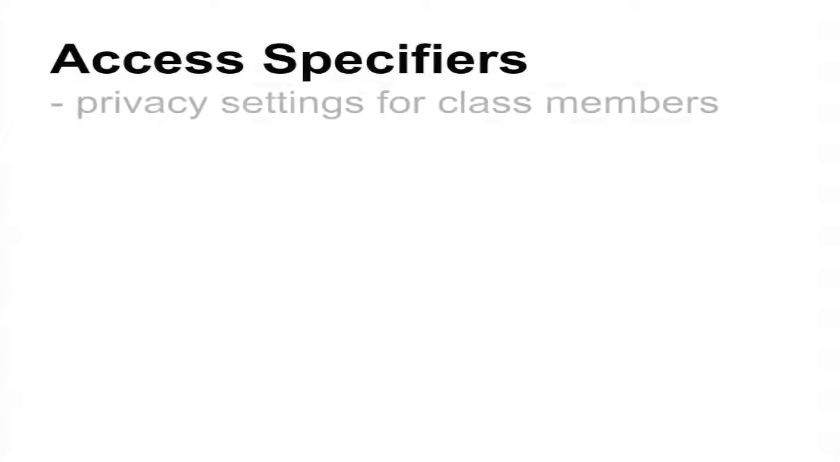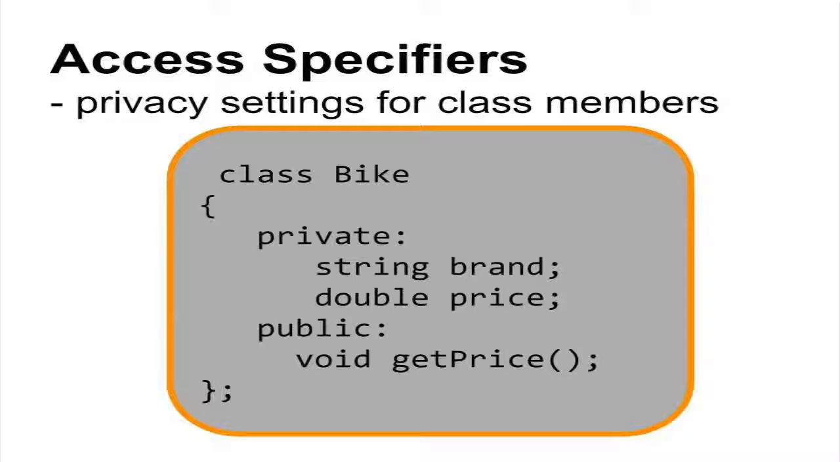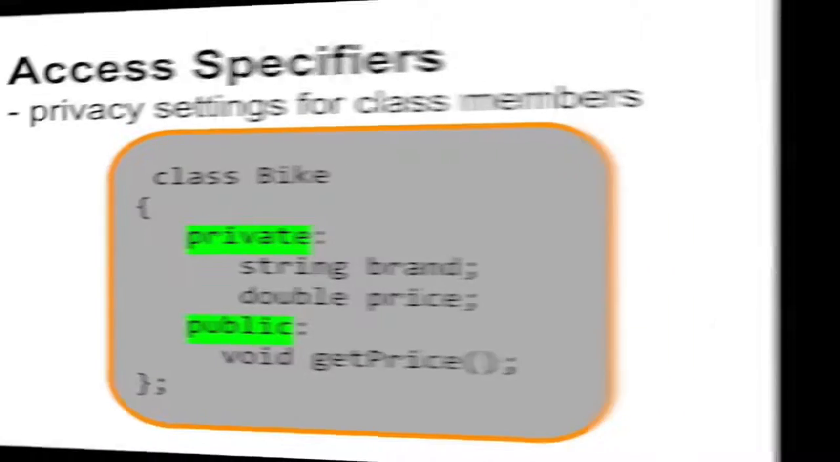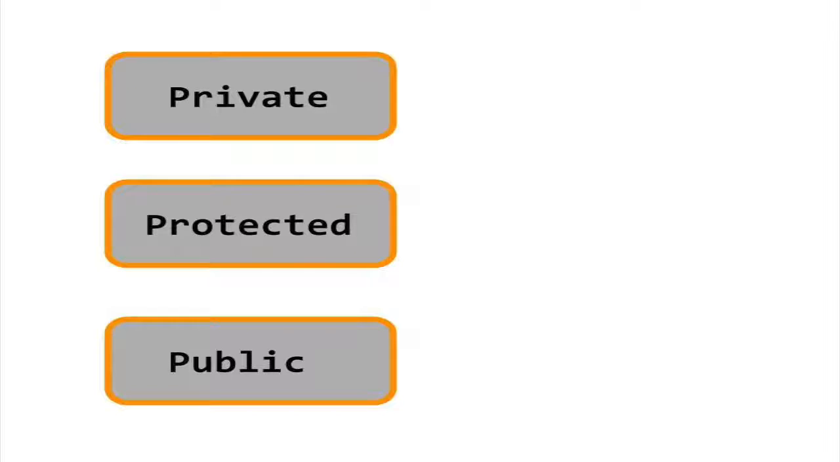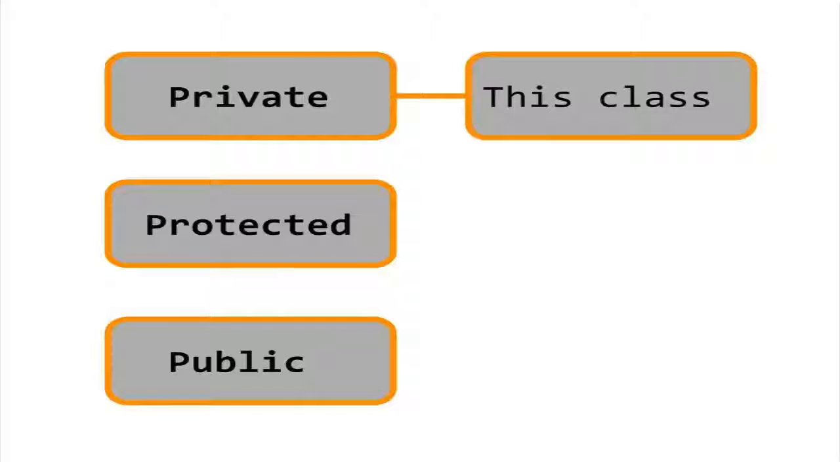In C++, there are certain keywords for controlling the access level of the data members and methods of a class. Private means that the class members are only visible to the class itself. Usually, data members are private so that you can access them only through the setter and getter methods.